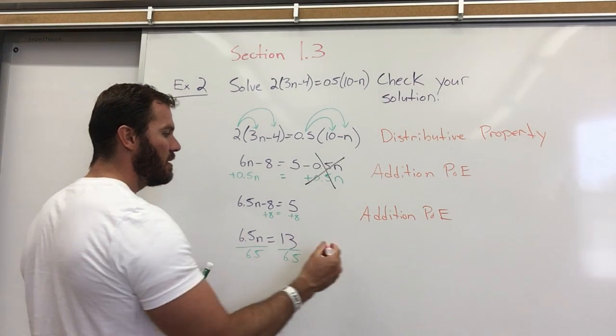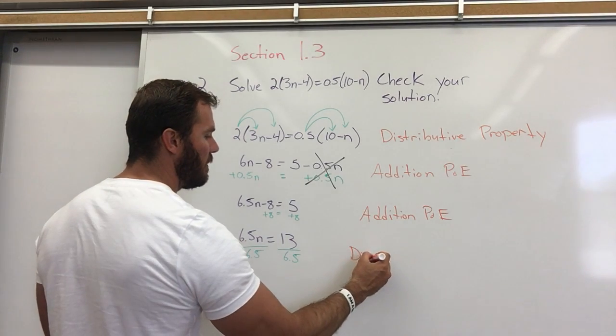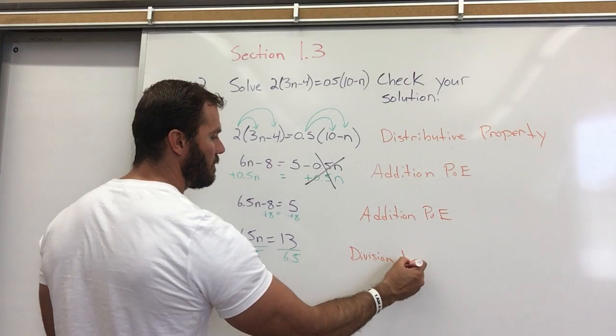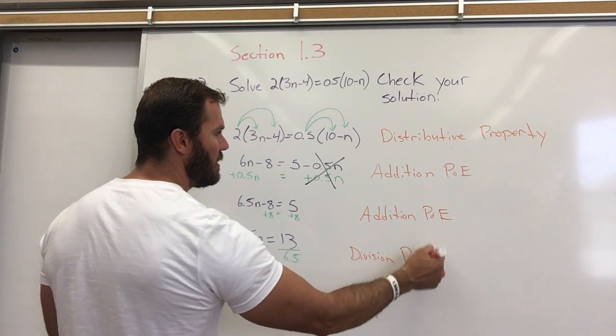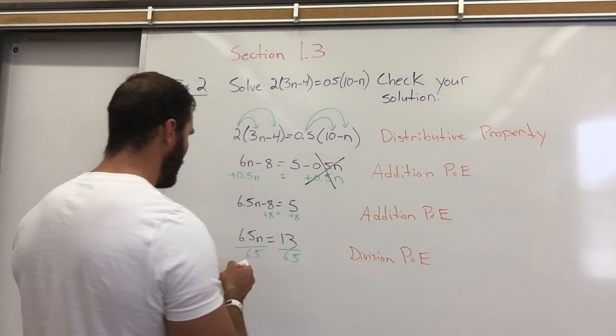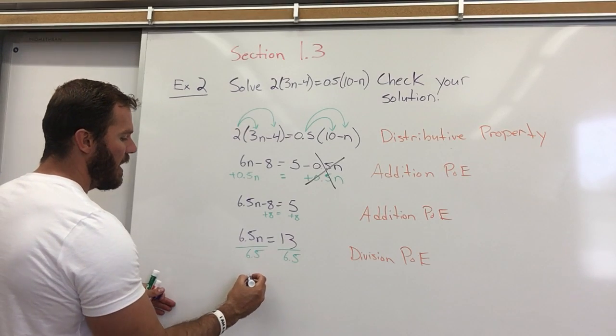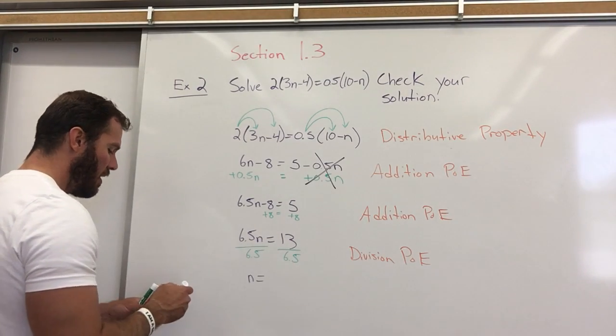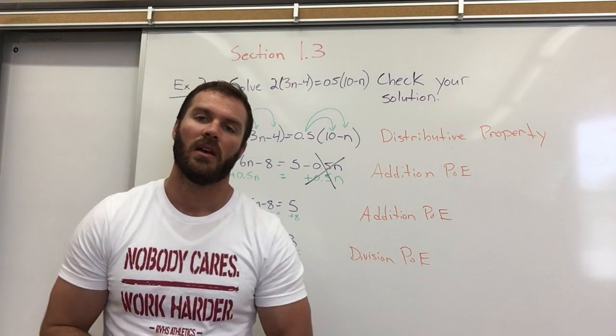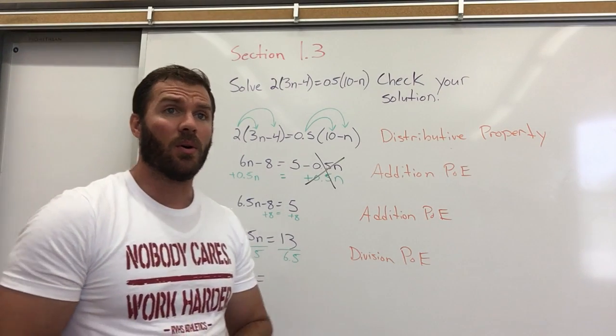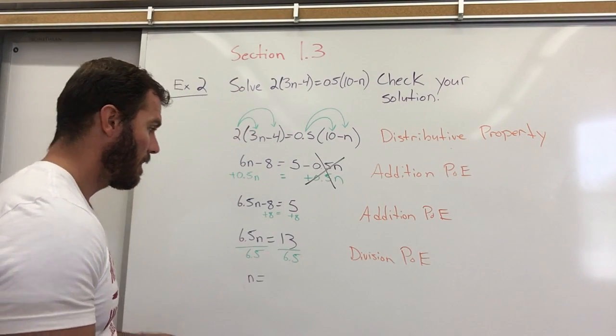That is called the division property of equality. You'll need to know these. You're going to need to know these in the geometry as well. So now you're left with n equals whatever 13 divided by 6.5 is. Now, sure, you can use a calculator, or it's pretty simple actually.